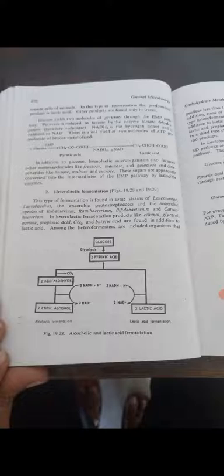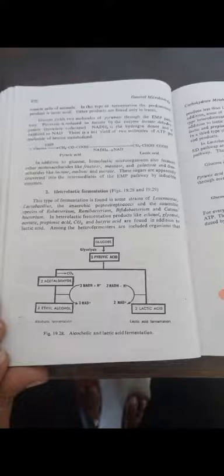In addition to glucose, homolactic organisms also ferment other monosaccharides, that is fructose, mannose and galactose, and disaccharides like lactose, maltose and sucrose. These sugars are converted into intermediates of the EMP pathway and then to lactic acid. The final product in the homofermentative pathway is majorly lactic acid.